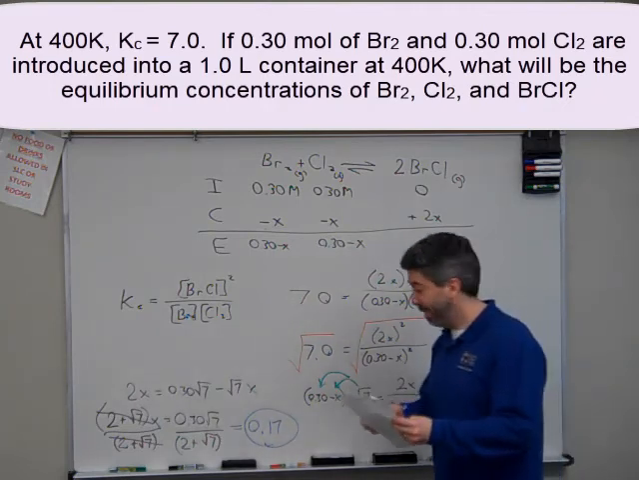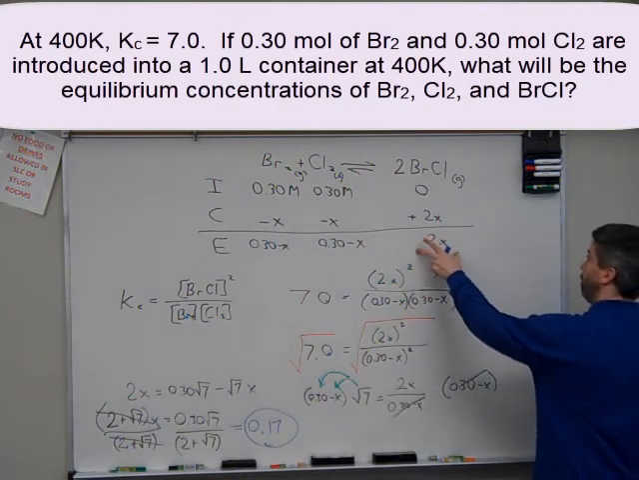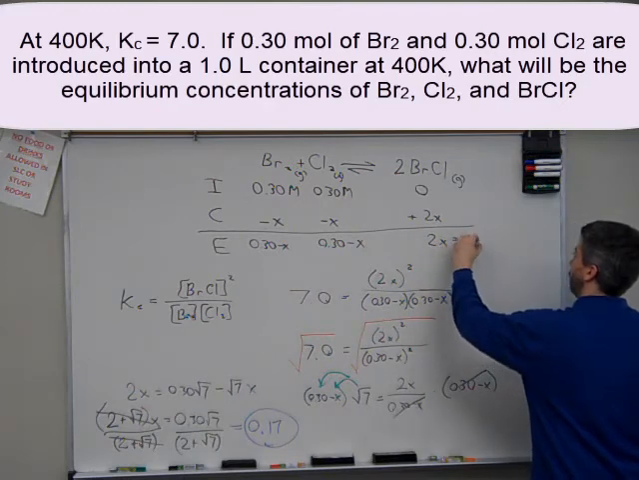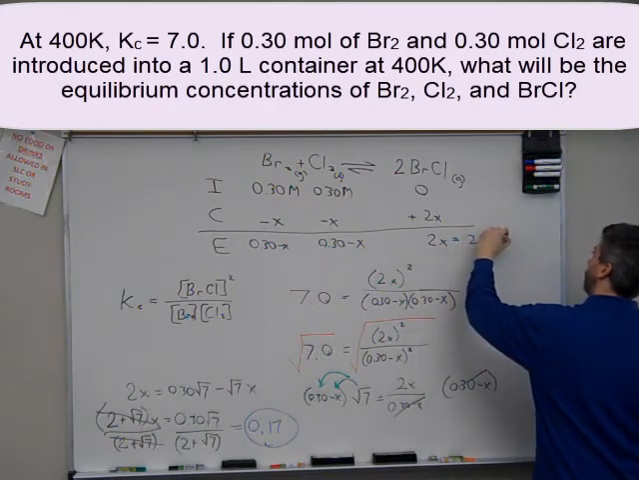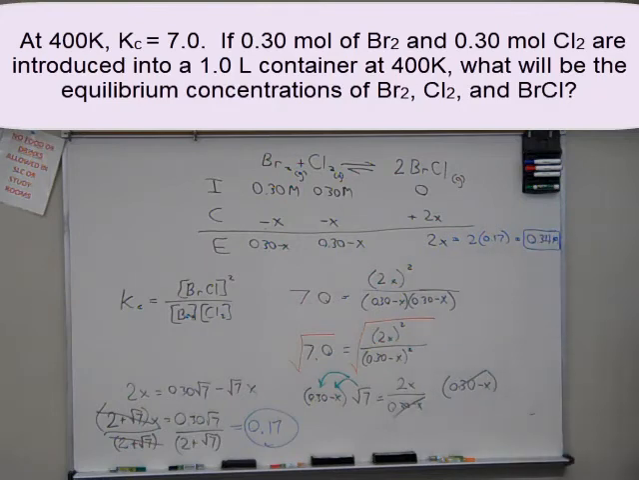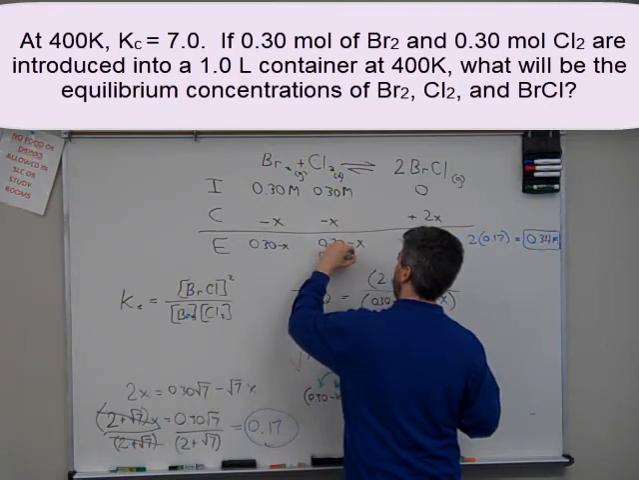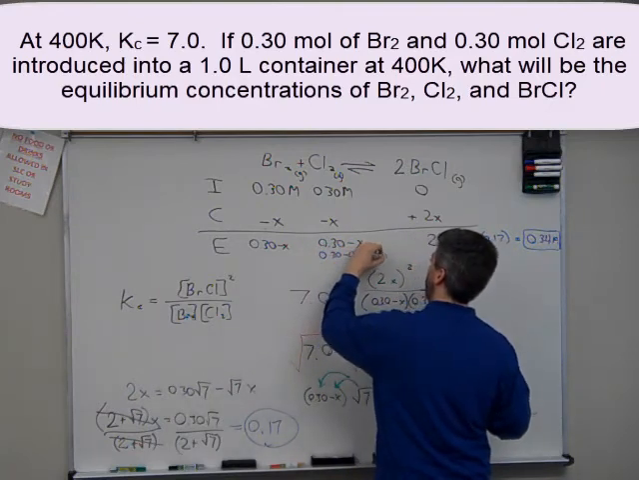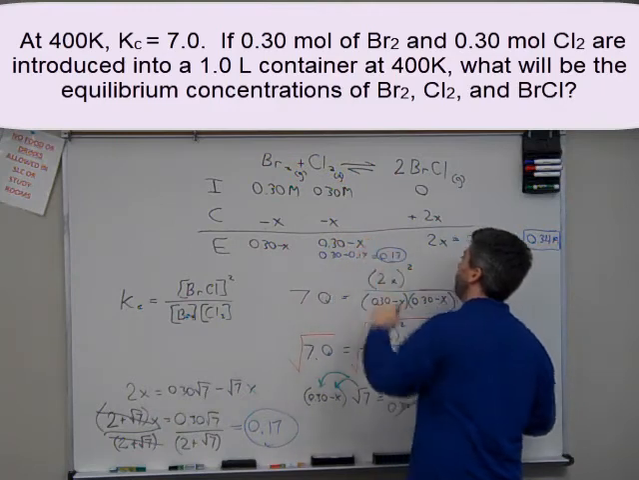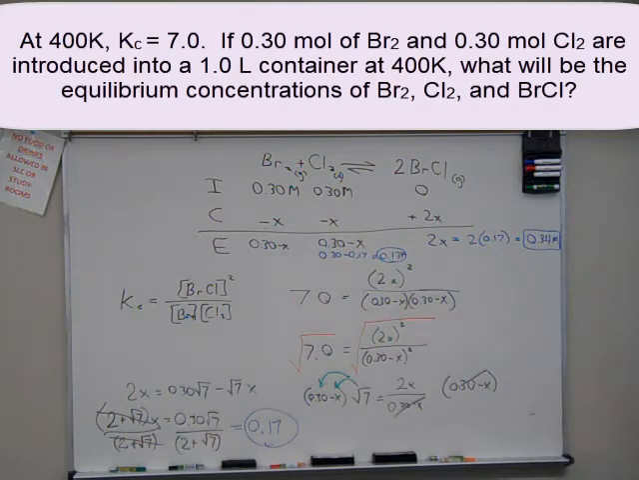Yeah, 0.17 sounds good, which means that this would be 2 times 0.17, or 0.34 molarity, or this would be 0.30 minus 0.17 equals 0.13. Notice, 0.17 was not your final answer.